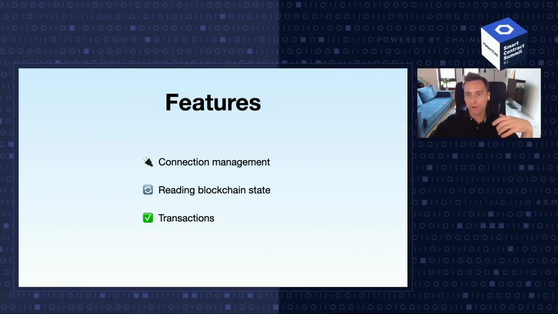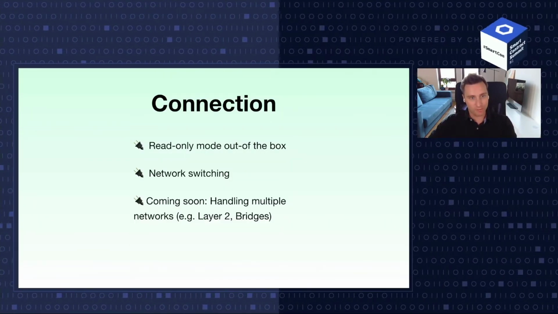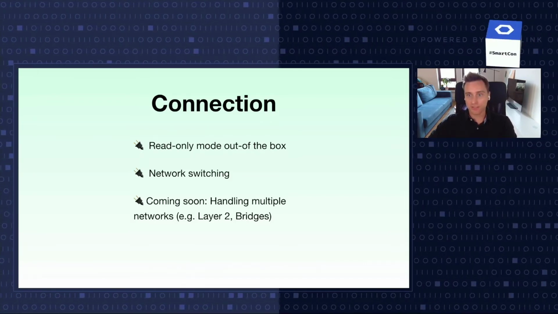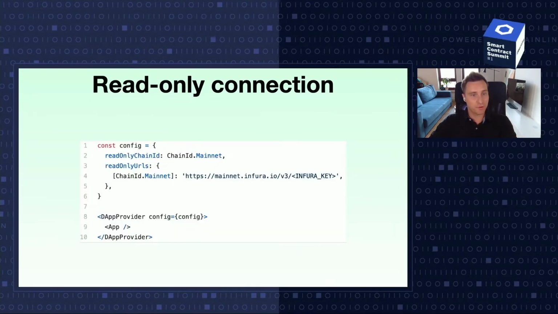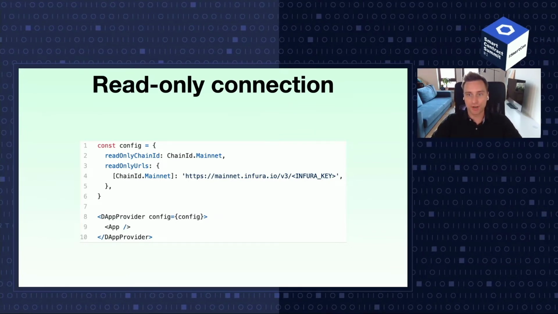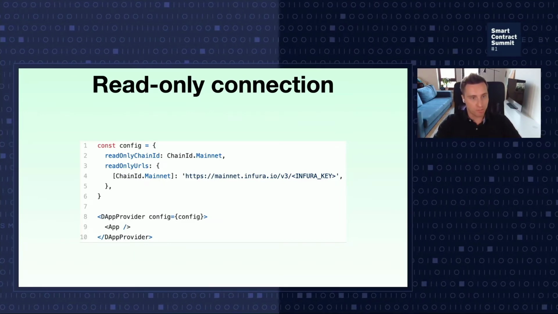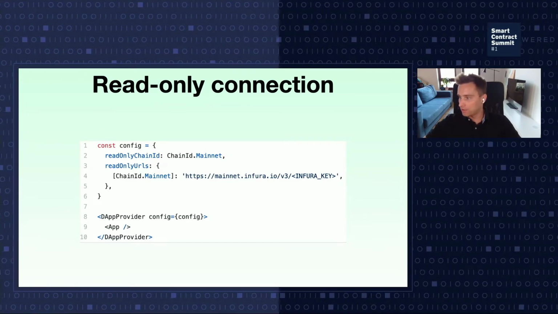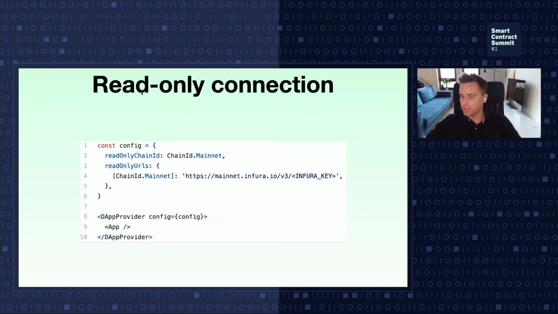So for example, for connection management, you have read-only mode by default. You don't need to do anything. Network switching works out of the box. You don't need to know anything about it. All you need to do is write just a few lines of code, and there's a configuration here. Then you wrap your React application in this new component, this new provider that provides all these features to you. And yeah, that's very, very easy.